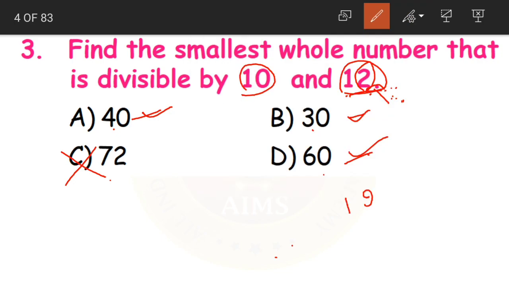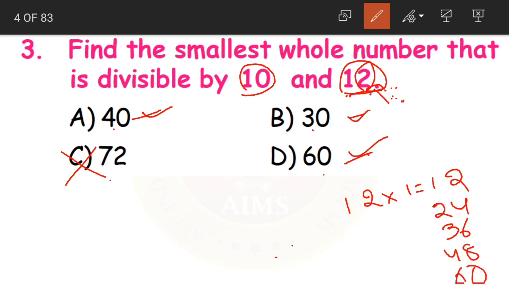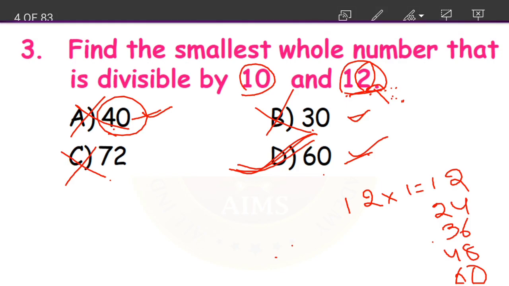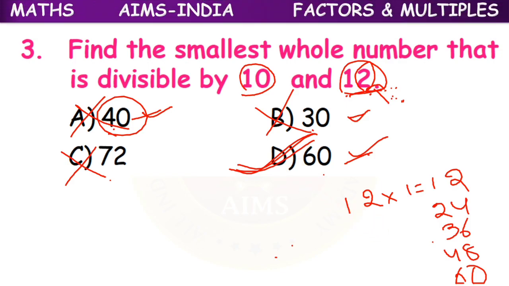Now what should we do? Let us look at the 12 table. 12 ones are 12. 12 twos are 24, 12 threes are 36, 12 fours are 48, 12 fives are 60. Now if you look at the options, option A is 40. It does not come in the 12 table. Option B is 30. It also does not come in the 12 table. Option D is 60. So it comes in our 12 table. 12 fives are 60. So from the given options, the smallest whole number that is divisible by both 10 and 12 is option D, 60.